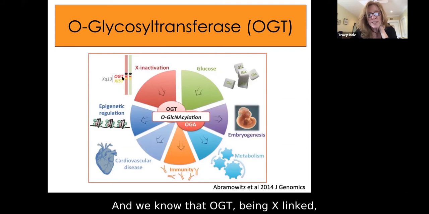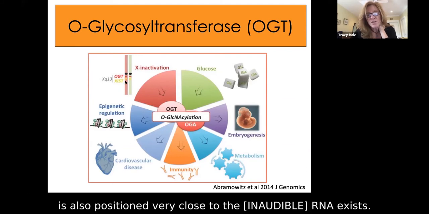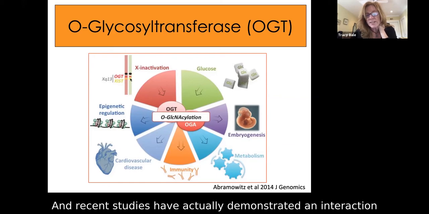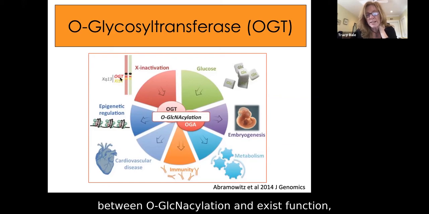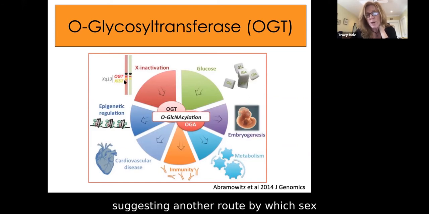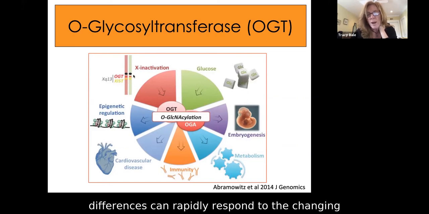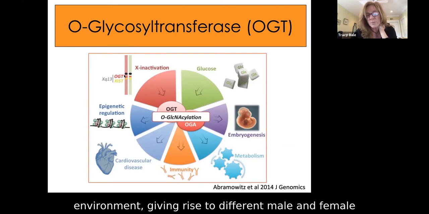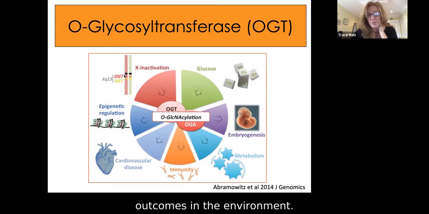And we know that OGT, being X-linked, is also positioned very close to the long non-coding RNA Xist. And recent studies have actually demonstrated an interaction between O-glycanalylation and Xist function, suggesting another route by which sex differences can rapidly respond to the changing environment, giving rise to different male and female outcomes.